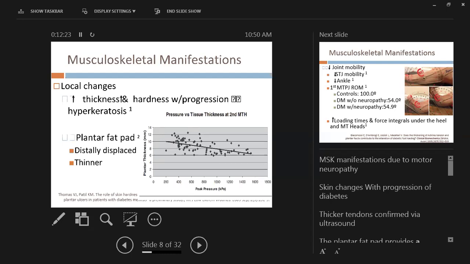And if you think about that, it's almost like you're just walking straight on your bones instead of having that cushion by that fat pad. And the other thing that can happen is this fat pad can almost displace or move out of place. So it's not functioning as it's supposed to be functioning.